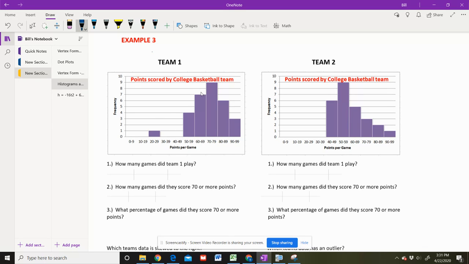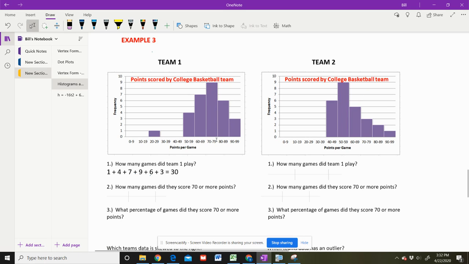That's 4 plus 7 plus 9 plus 6 plus 3. So when I do that, I end up with 30 games that team played. Okay. How many games did they score 70 or more points?